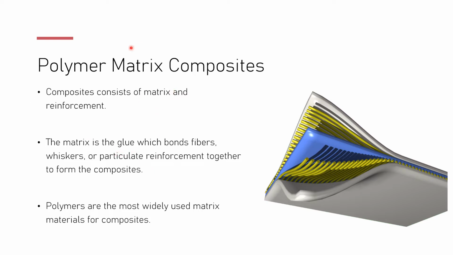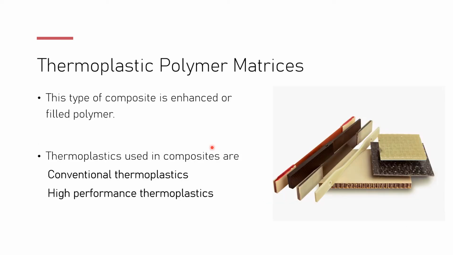So the matrix here for the plastic is a glue. It's going to bond the fibers or whiskers or particulate together to form the composite, so this is your general review for composite. And polymers again are the most widely used matrix materials for composite. So again, we are in the age of plastic, the plastic era. So let's go to the next one.